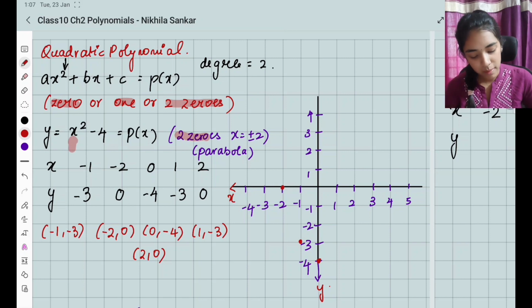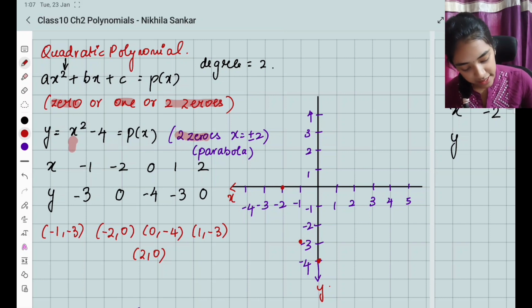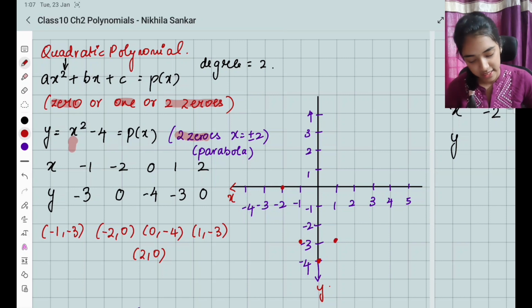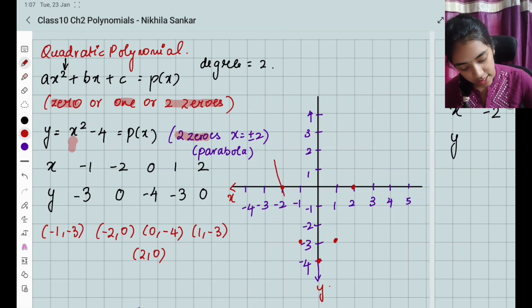Then 1, minus 3. 1 இங்க இருக்கு. Minus 3 எங்க? It is going to be this. So 1, minus 3. Then 2, 0. 2, 0 is going to be this. Okay. So இப்போ நம்மளோட graph எப்படி இருக்க போகுது? You see that this is the graph.